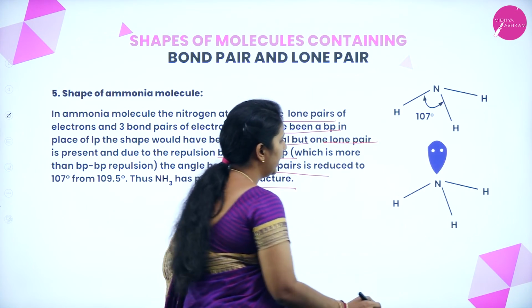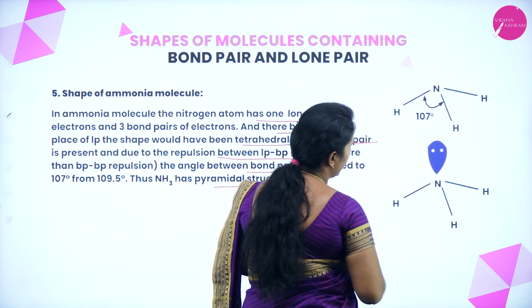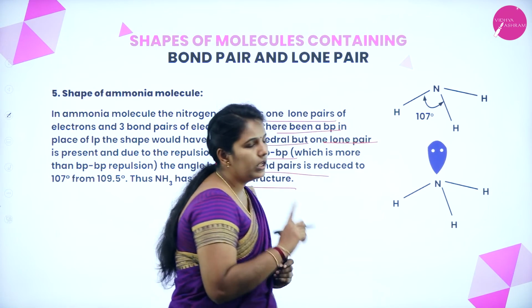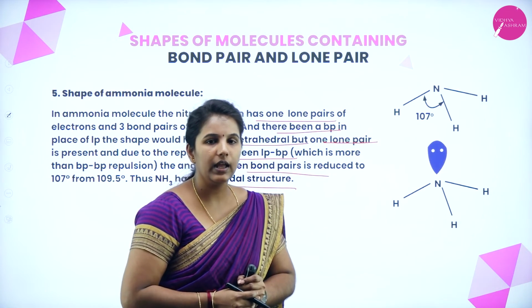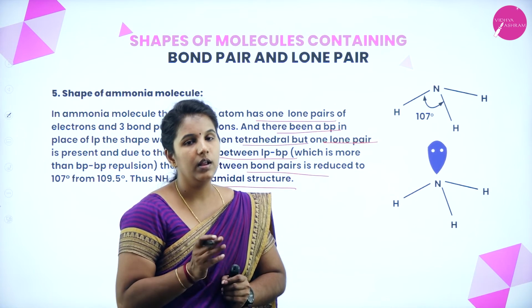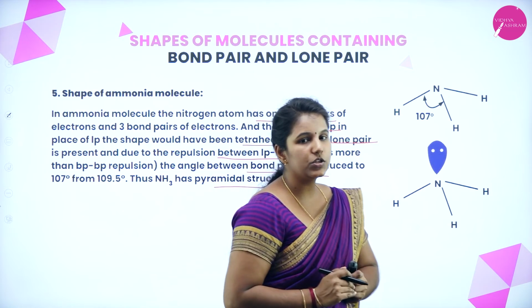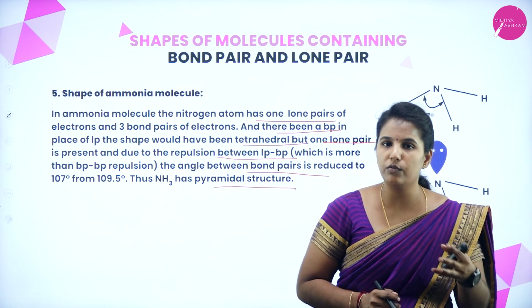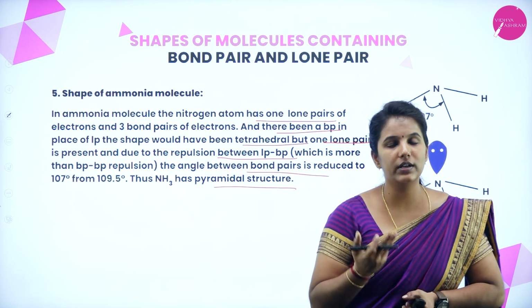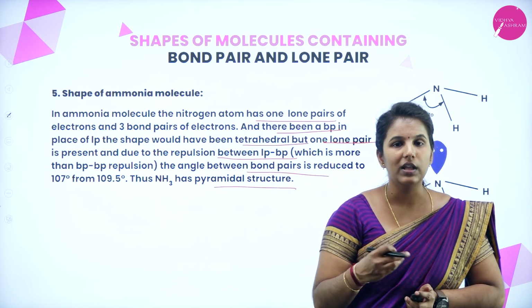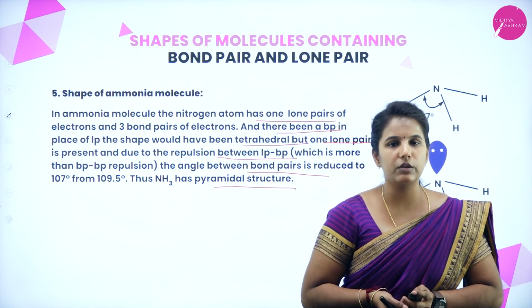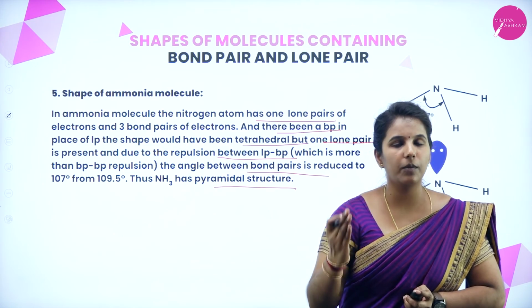You can see that it has a pyramidal shape, which has 1 lone pair of electrons and 3 bond pairs of electrons. This is how we can easily predict a molecule's shape, whether it consists of lone pairs of electrons or doesn't, by using what? Valence shell electron pair repulsion theory.